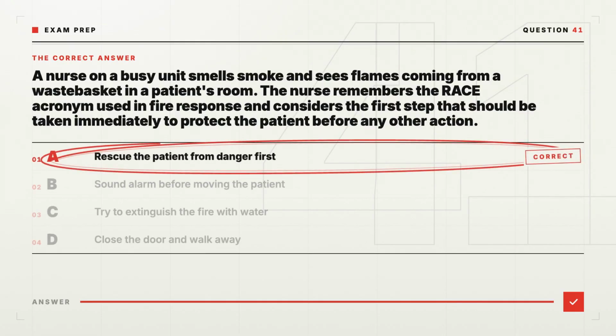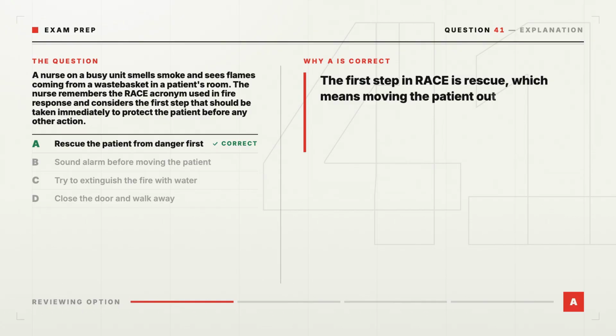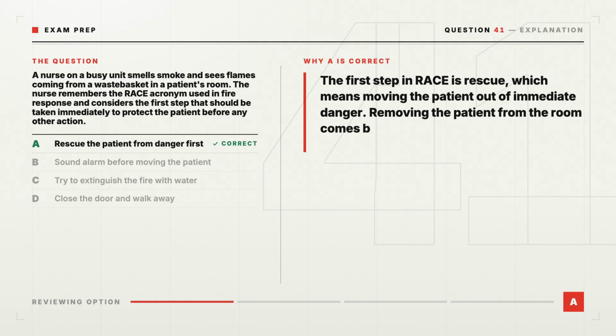The correct answer is A. Rescue the patient from danger first. A is correct because the first step in RACE is rescue, which means moving the patient out of immediate danger. Removing the patient from the room comes before the alarm, containment, and any extinguisher used during a fire.